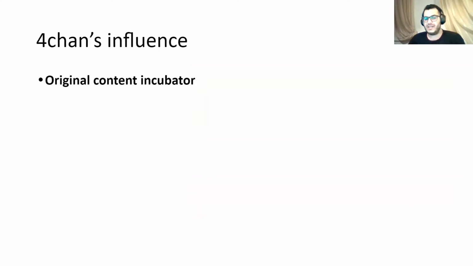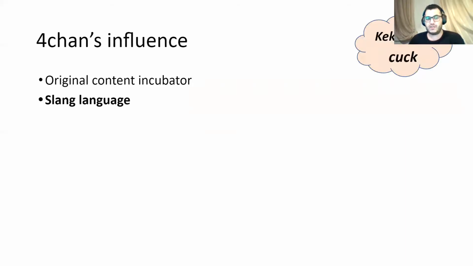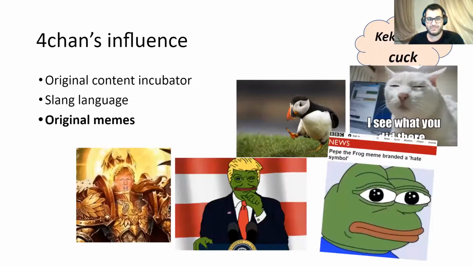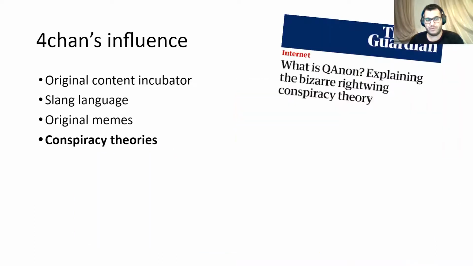The platform is the creator of original content that is considered today to be mainstream internet culture. For example, the discourse of 4chan's politically incorrect board is characterized by an original slang language, and it is also the creator of original memes like lolcats and advice animals. The users of the board also created the God Emperor Trump meme and rebranded the Pepe the Frog meme as a hate symbol. In addition, many conspiracy theories originate in the platform, including the QAnon movement that focuses on Donald Trump's administration, which we will discuss further in the second part of this talk.